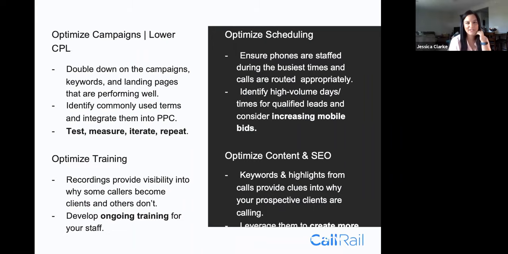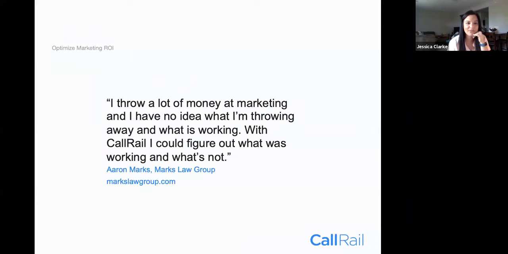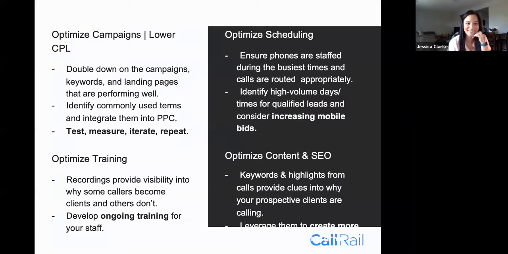And I think all of us on the marketing side would say those things. And what CallRail does is it really allows for that measure piece quickly so you can make the decisions you need to iterate. You can optimize your training. Oh, sorry, not quite done. You can optimize your training through the recordings, like I mentioned earlier, and understand why some convert and some don't if you need to.